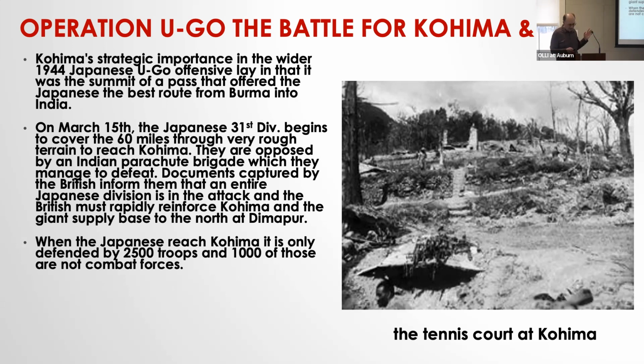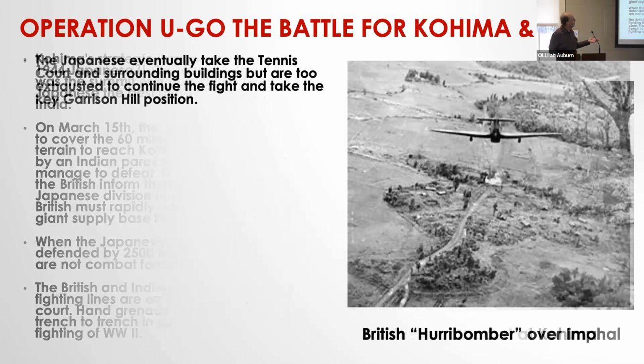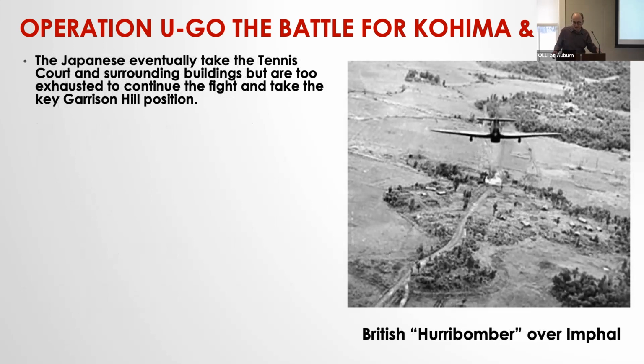And they're going to fight very, very well. Let's put it bluntly. The British and Indians are going to be under siege, and literally they're fighting on each side of a tennis court. It's that tough of a battle. And indeed, it's like World War I, and this goes on for days. And of course, the Japanese are getting weaker and weaker because they're not being supplied. Well, eventually they take the tennis court. They take the surrounding buildings. But there's a key position called Garrison Hill, which they never take. So once again, the Japanese attack has failed.